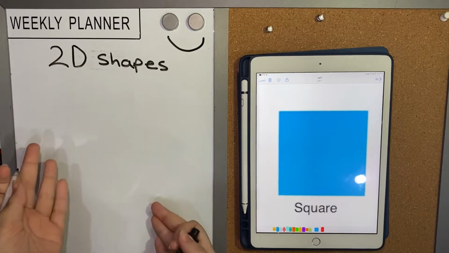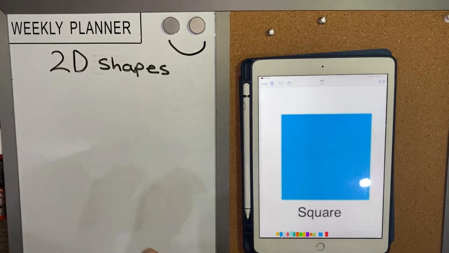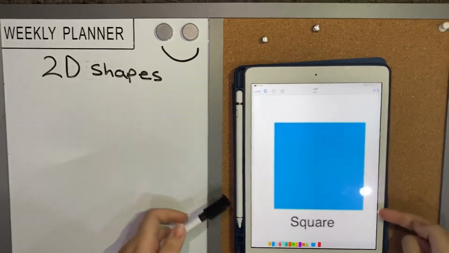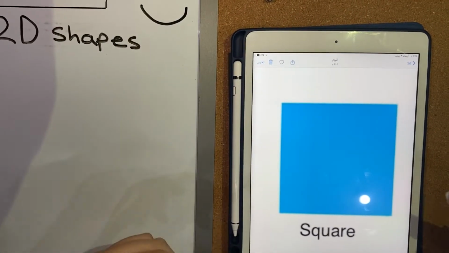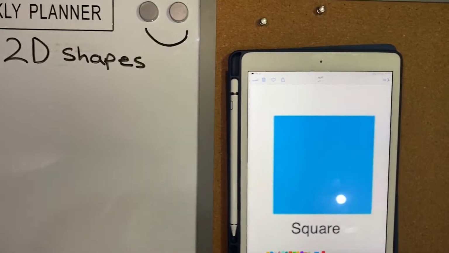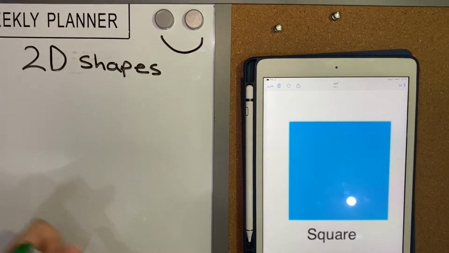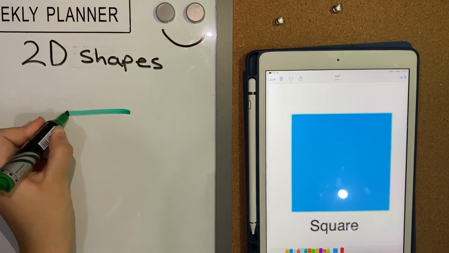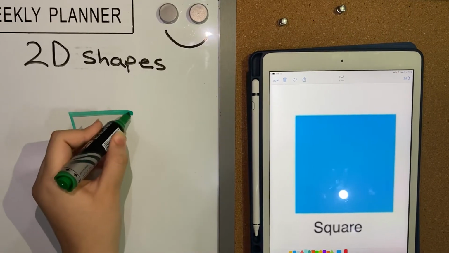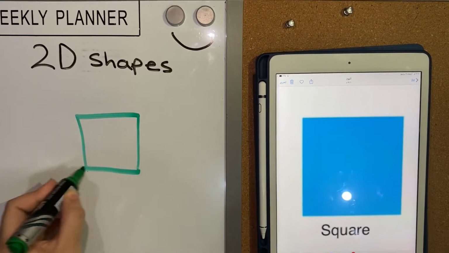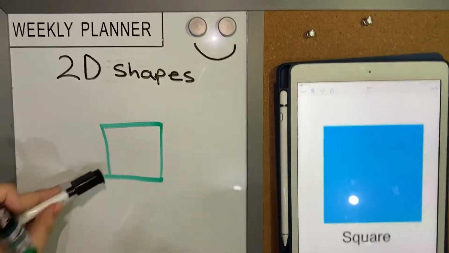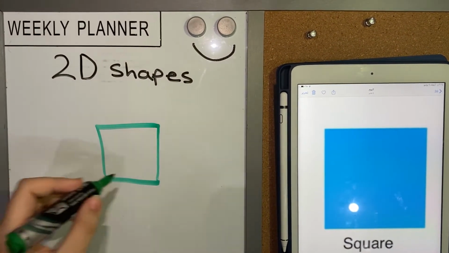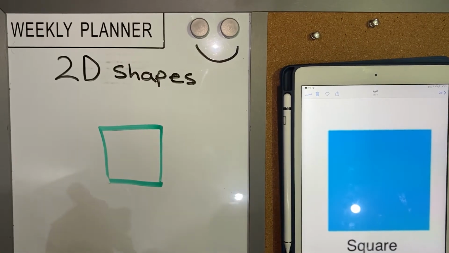So the first one we have in the 2D shapes is the square. Here, this is the square. Okay, we have the square, and how does it look and how many sides does it have? So it has how many sides? Let's count.